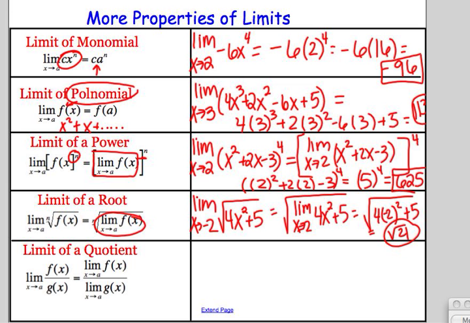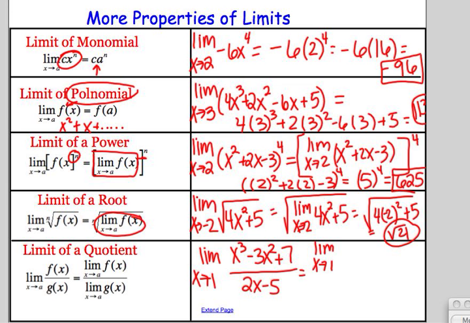The final one is the limit of a quotient. Now, for the limit of a quotient, if you're dividing two things, you can do it as two separate limits, one on the top and one on the bottom. So, for example, the limit as x approaches 1 of x cubed minus 3x squared plus 7 all over 2x minus 5. I can just change this into two limits, one on the top and one on the bottom.